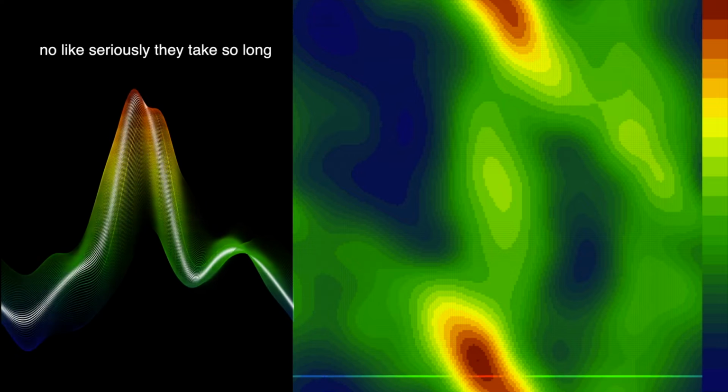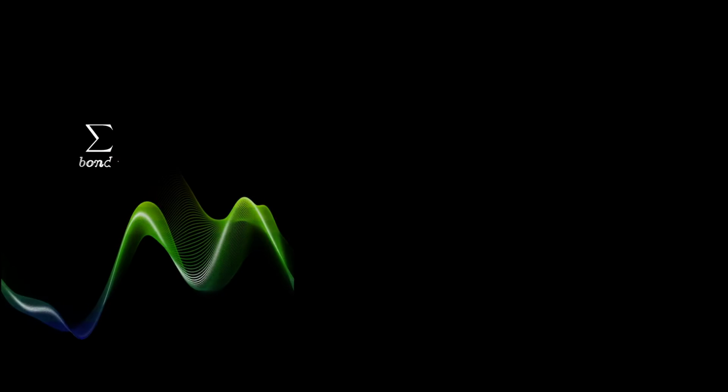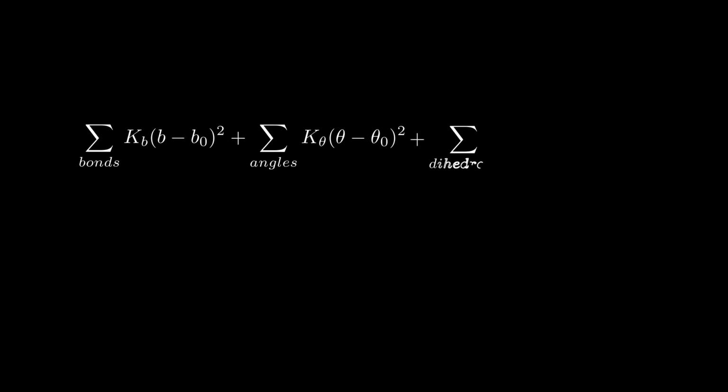So the thing you need to know about quantum chemistry calculations is that they take forever to do. Like seriously, right? So we have really cool ways to speed up that process. And the way we do that is with something called a force field.